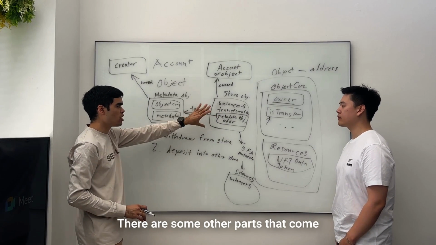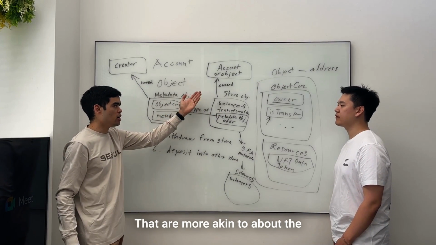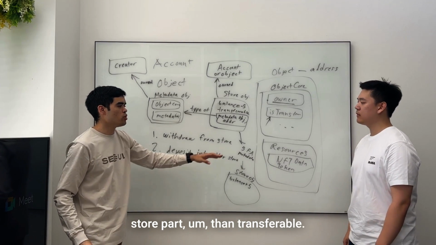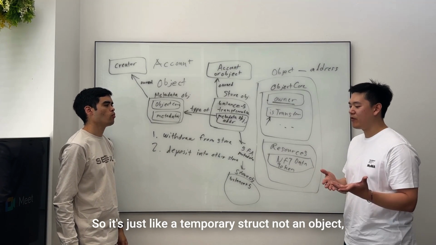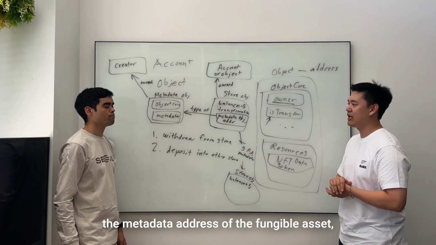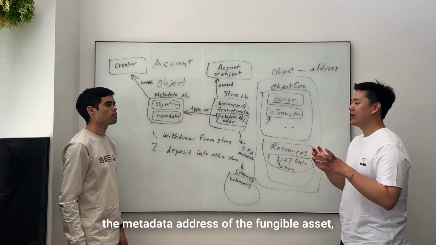There are some other parts that come with it, and I probably can't remember, that are more akin to the store part than limit transfer. Okay, so it's just like a temporary struct, not an object, that contains the balance and the metadata address of the fungible asset, and it's temporary.